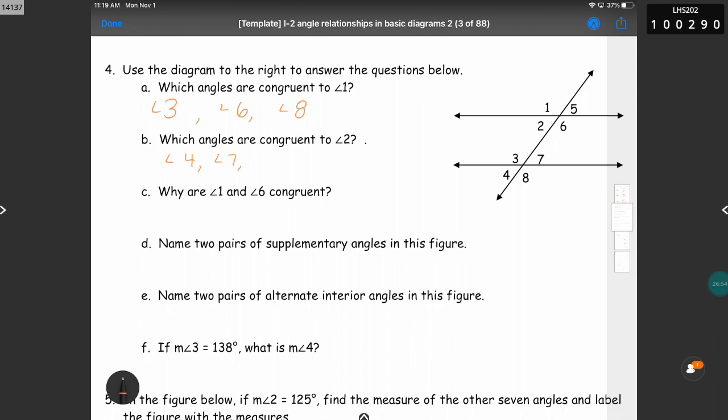Okay? Why are 1 and 6 congruent? We just talked about this. So angle 1 and angle 6, they're vertical angles.